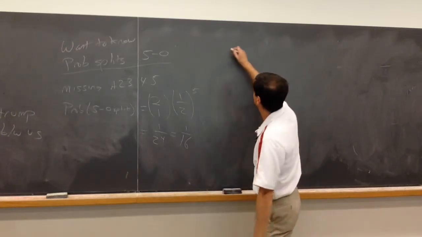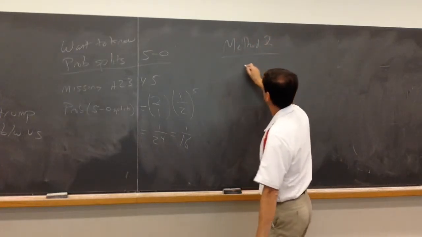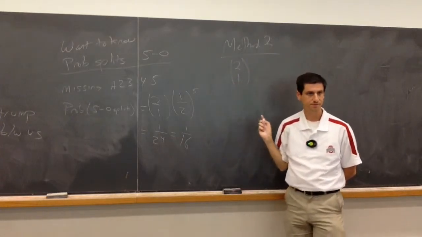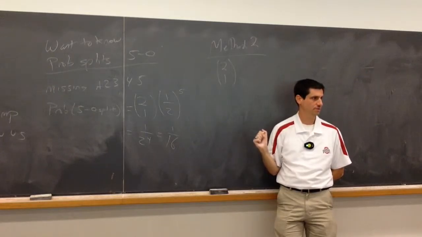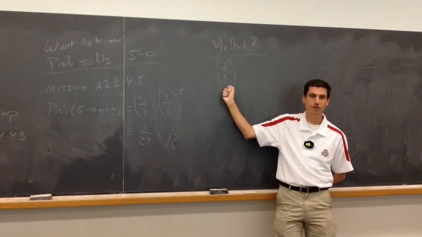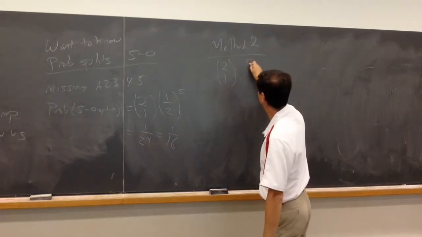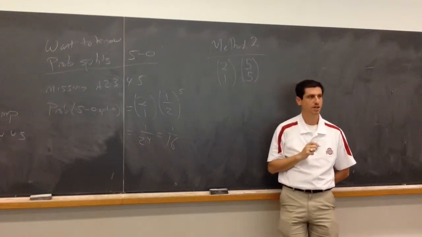Good. So, method 2. I have 2 choose 1 ways of choosing the person. Either East gets all 5 or West gets all 5. So let's say I choose the person who's going to get all 5. I choose East. They have to get all 5 of the remaining cards. 5 choose 5. And now, how many cards are left?